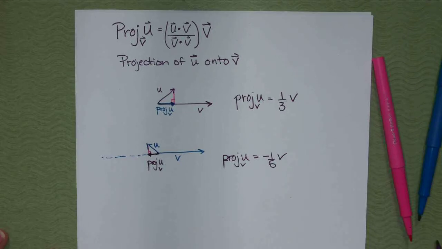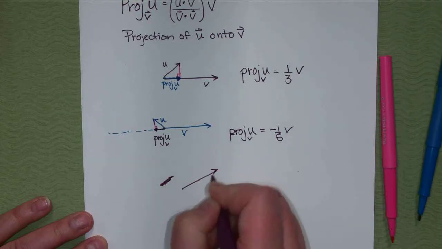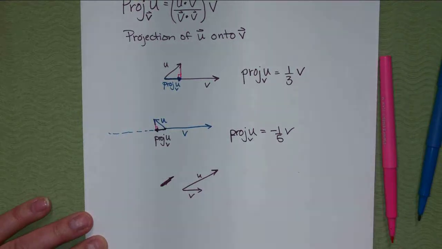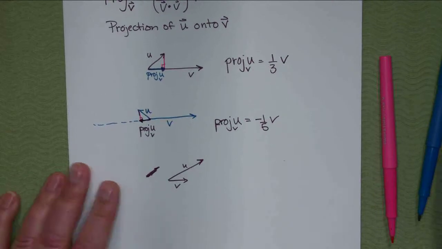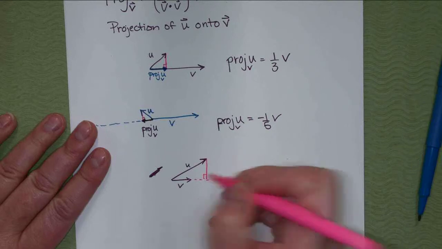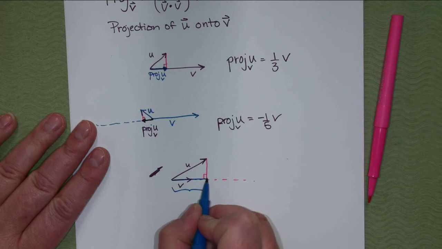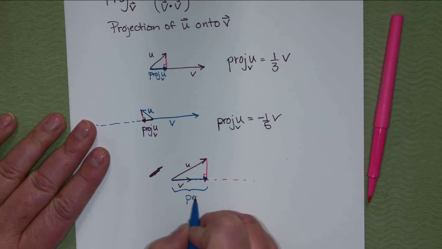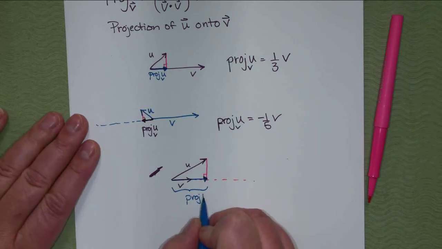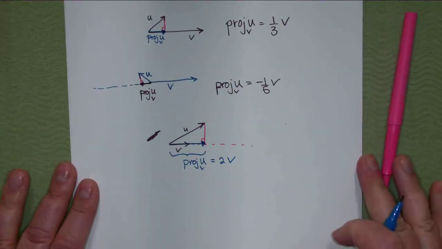Could you have bigger than the vector? Could your projection be longer than the vector that you're projecting onto? Yes. So if we had, well, let's make U longer and V shorter. You see the shadow would be beyond V. So here, let's extend V, drop that perpendicular line down, and this vector from here to here is the projection of U onto V. And what might that be? 2 times V, maybe, twice as long in the same direction.